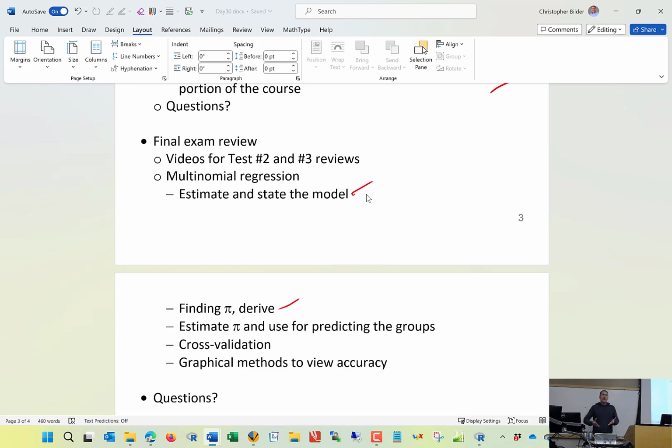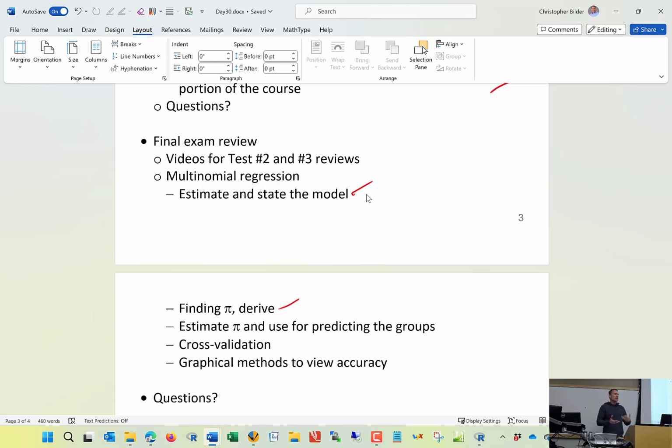Also, how do you find pi 1, pi 2, pi 3? I could ask you a question on the test about could you actually derive what pi 1 would be, what pi 2 would be, what pi 3 would be. And while we haven't spent a whole lot of time on derivations in this class, I think that this is a very important thing here, because when you look at the actual model itself, it's not necessarily clear. How does this pi 1 come about? How does this pi 2 come about? How does this equation come about?